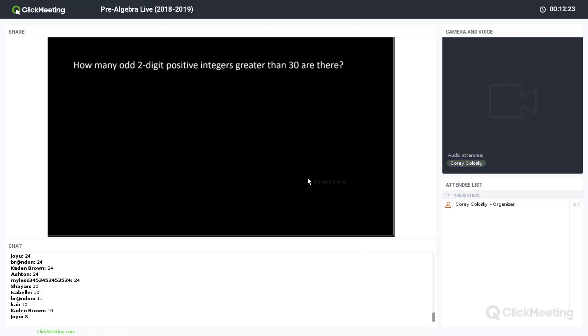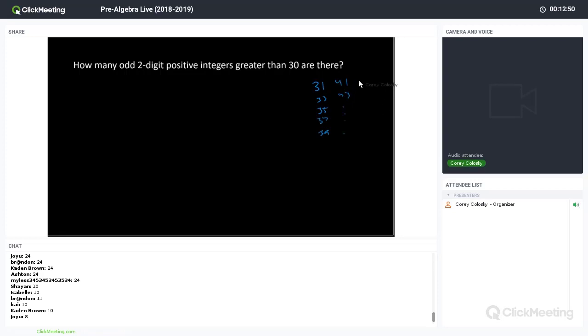All right, so here, same kind of idea. It says here, how many odd 2-digit positive integers greater than 30 are there? So again, we could just list out every single possibility. It's got to be odd, 2-digit, and greater than 30. So if you list them all out, you'd have 31, 33, 35, 37, 39, and do that again for the 40s. You have 41, 43.